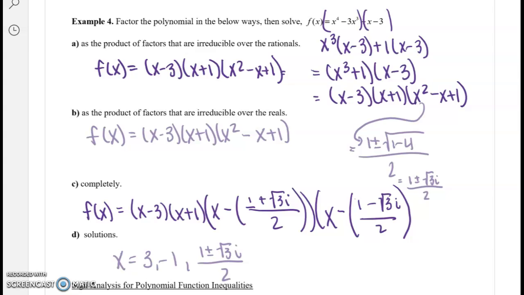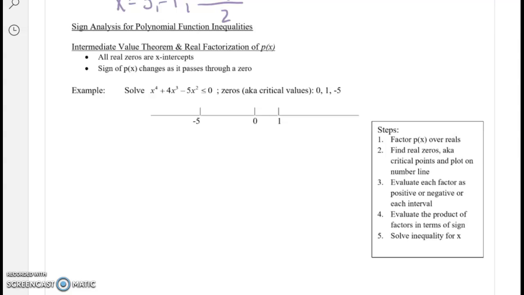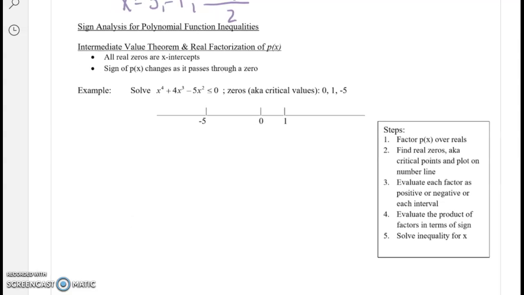We have one problem left together, and we are going to do some sign analysis, everybody's favorite. So we are going to factor, and we are going to find where this polynomial is less than or equal to 0. So we are looking where this thing is below the x-axis. Now in order to do that, we need to factor over the real numbers. So I'm going to take this polynomial that they gave us, and I'm going to factor it. So I can take out an x squared.